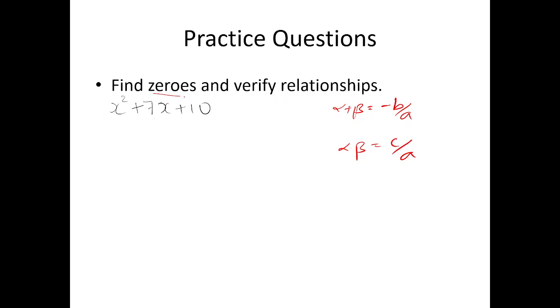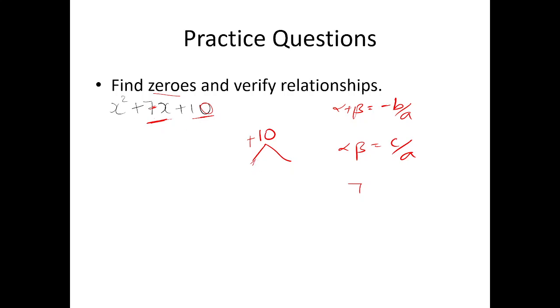How do we find the zeros of a quadratic polynomial? What do we need to do? Generally we split the middle term, right? Take 7x, and by splitting 7x we will find the zeros of this polynomial. So for that, take this 10, choose two factors such that their product should be again plus 10. When we add those, we need to get 7x again.